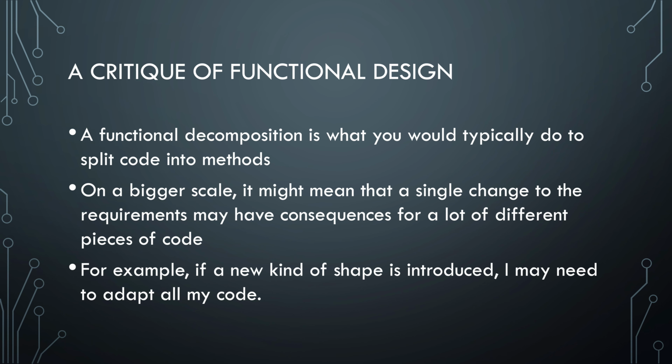You would typically split code into several methods, but if you do it in the wrong way, a single change in the requirements may have a big effect in a lot of places in the code. If we introduce a new kind of shape, we'd probably need to change code in all of the 4 steps in which we decomposed the problem earlier on.